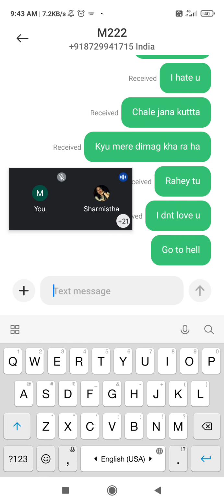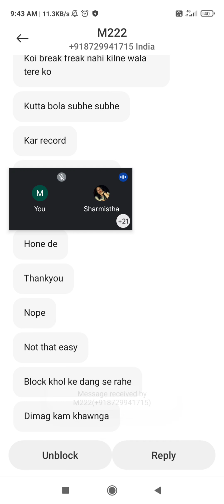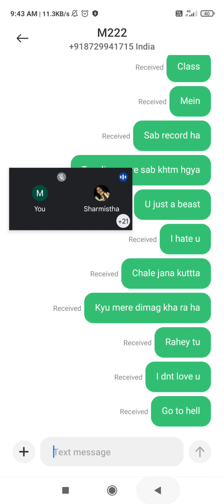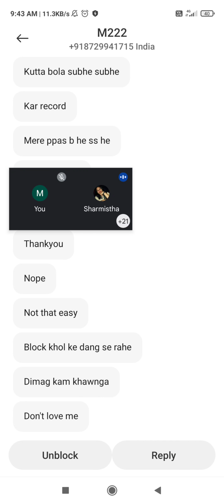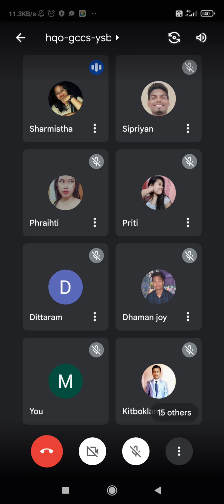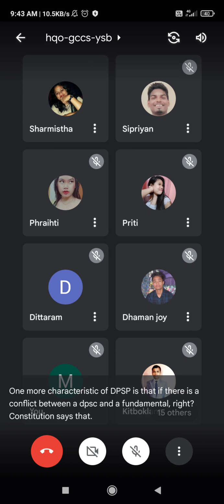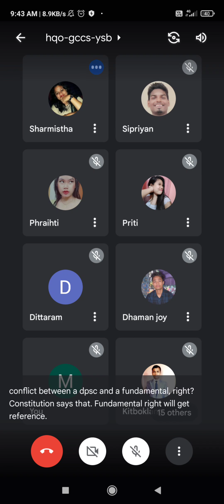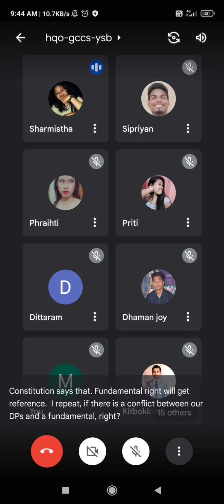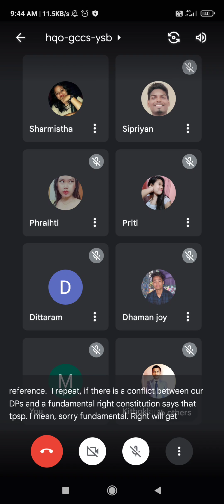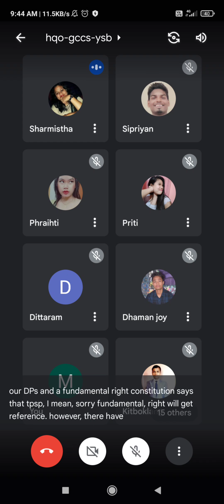Okay, one more characteristic I forgot to mention. I mentioned three, but you can write four characteristics. One more characteristic of DPSP is that if there is a conflict between a DPSP and a fundamental right, the Constitution says that the fundamental right will get preference. I repeat, if there is a conflict between a DPSP and a fundamental right, the fundamental right will get preference. However, there have been exceptions.